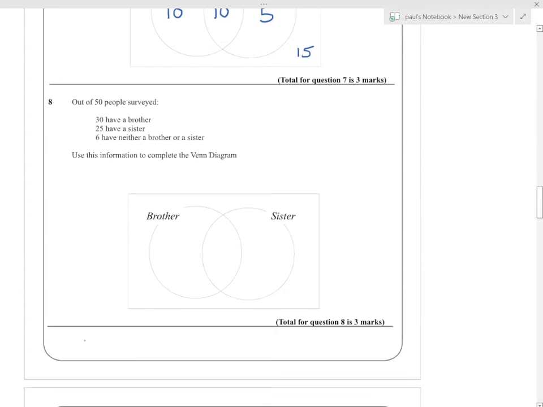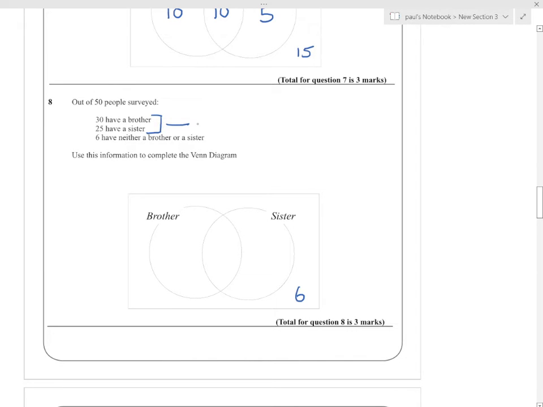Right, number 8. What we're going to do for number 8. Out of 50 people surveyed, 30 have a brother, 25 have a sister, and 6 have neither a brother or a sister. So we'll put the 6 that don't have anybody in there. Now, we've got 55 people in here. So let's add these two together.